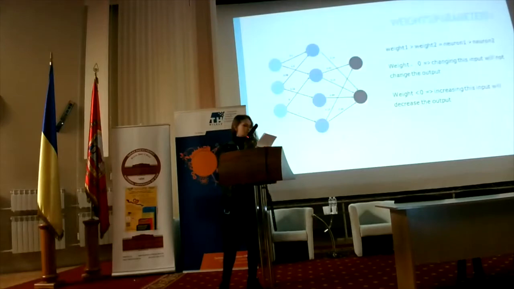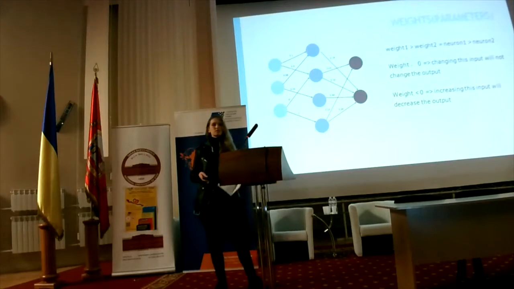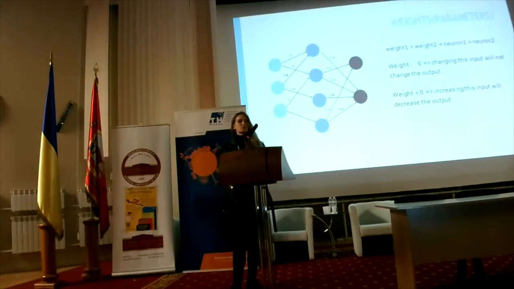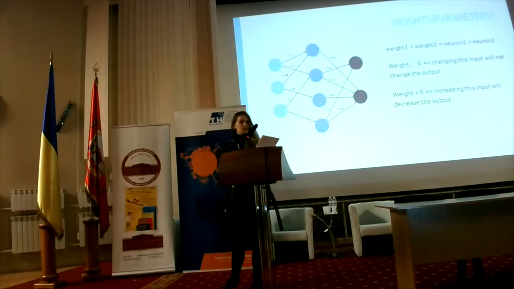So a weight represents the strength of the connection between the units. If the weight from node 1 to node 2 is more than 0, that means that neuron 1 has more impact on neuron 2. If the weights are close to 0, that means that input does not have almost any connection to the output, so it doesn't interfere with that. And if the weight is less than 0, that means that increasing this input will decrease the output. So, as we can understand, a weight decides how much influence the input will have on the output.